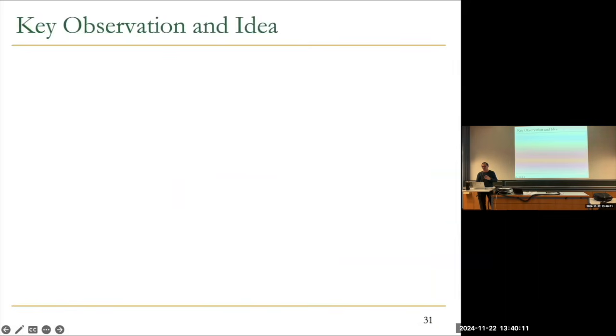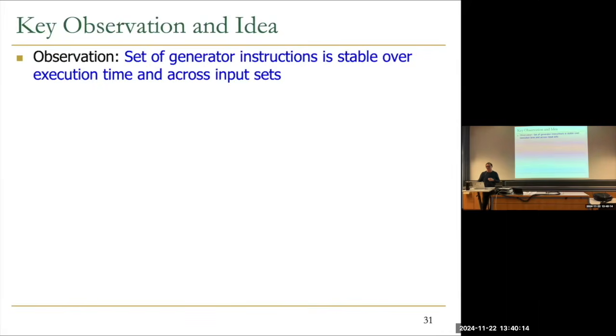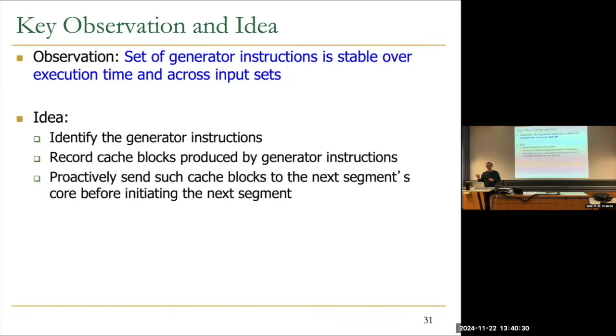Basically this work makes a key observation that the set of generator instructions is stable over execution time and across input sets. The generator instructions that generate these values are producer instructions, and they're consumed by instructions in other segments. If you can somehow identify these generator instructions, and we're going to identify them in software, but you could do this in hardware also, I think, then in hardware you can record the cache blocks produced by the generator instructions, and proactively send such cache blocks to the next segment's core before initiating the next segment. And that's the idea.